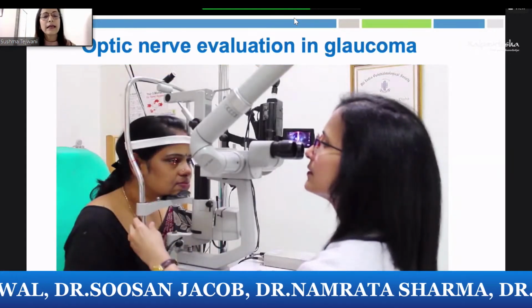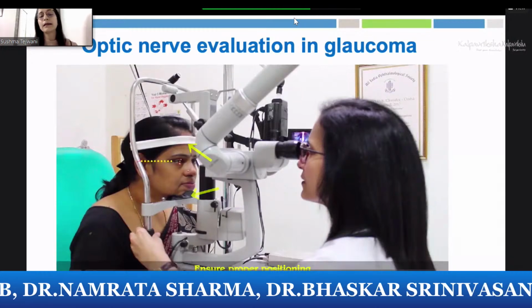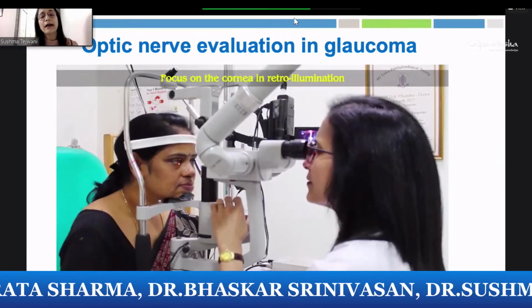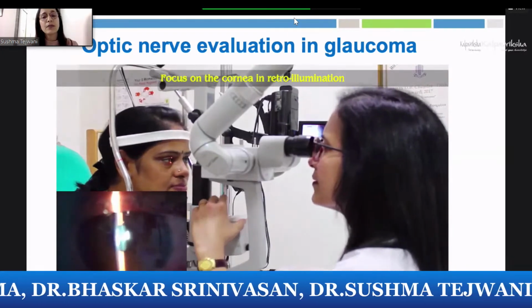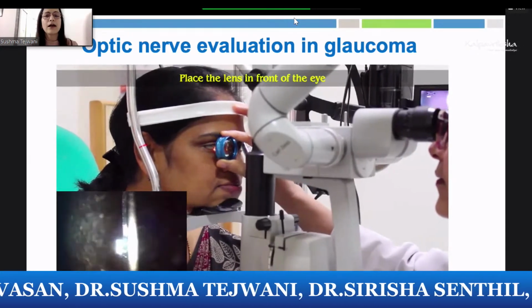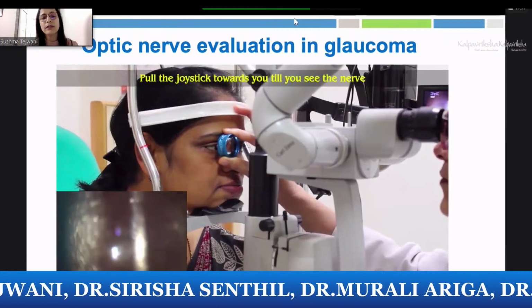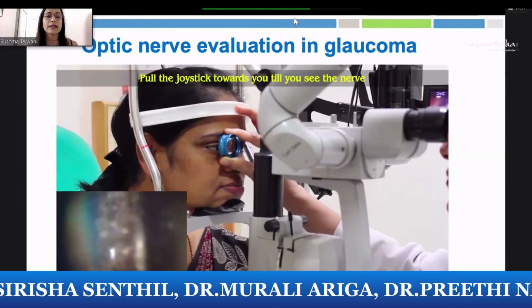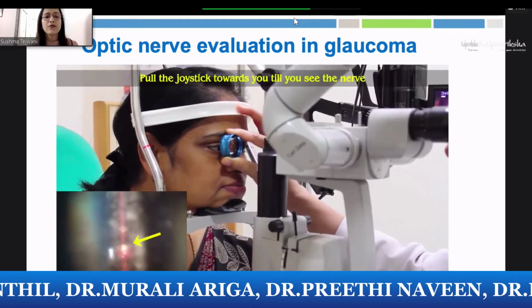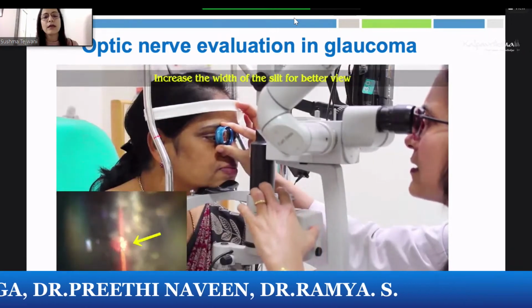So here again, you have to position the patient properly so that you can see this well. And for the undilated fundus examination, you have to take the retroillumination, focus onto the cornea, interpose the lens, and pull the joysticks towards you till the time you see the optic nerve or the retina. Once you've seen the retina, focused on that retina, you can move the joysticks horizontally to look at the structure.